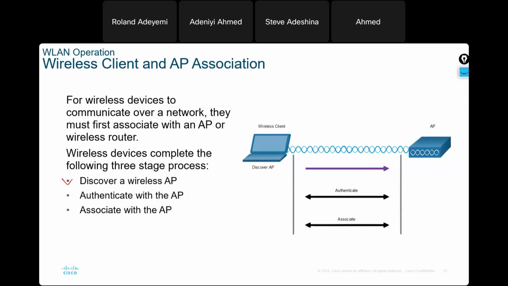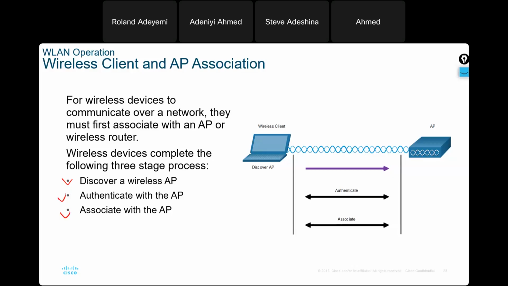That's why when you want to connect, you first go to the wireless and see if there is a wireless signal. If you see it there, that means the device has discovered an AP. Number two is to authenticate with the AP. And number three is to associate with the AP. I used to think association comes with authentication. I need to confirm that.